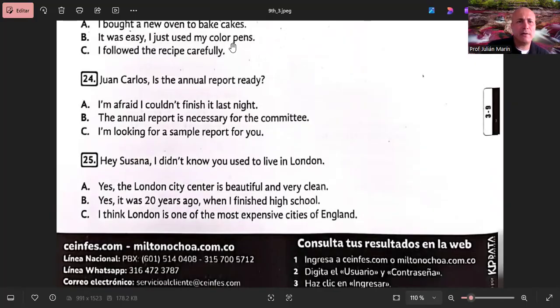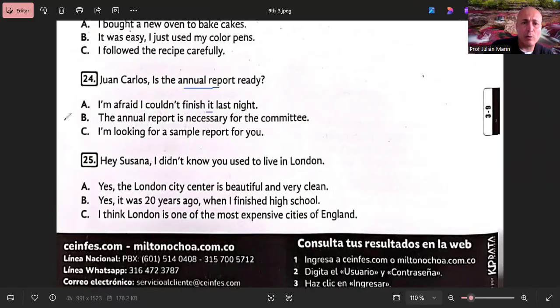Let's see, 24. Juan Carlos, is the annual report ready? Okay, so this is a request. Is it ready? Or question is finished? A, I'm afraid I couldn't finish it. Talking about the annual report. I couldn't finish it last night. So it means it's not ready. This is a possible good answer.